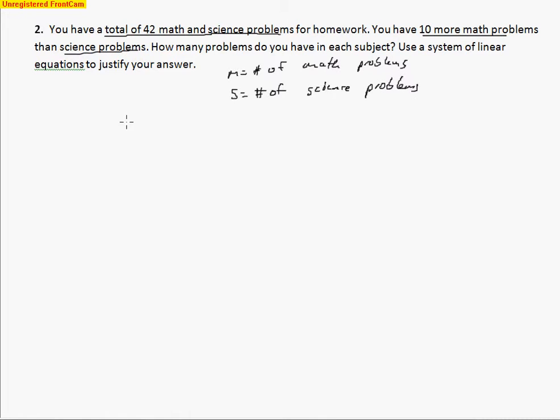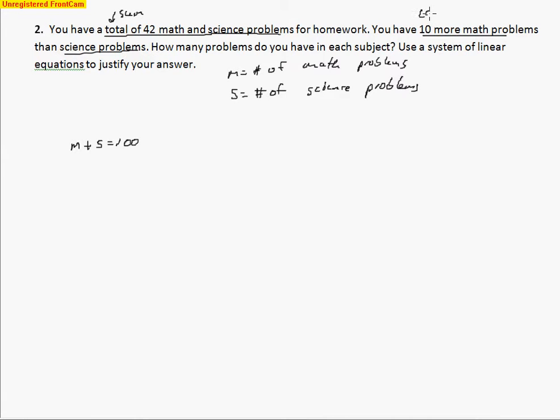And so we'll start off with our quantity equation, which is going to be M plus S equals 100. So the total number, total means the sum, a sum of values, and that's what this is. The number of math problems and number of science problems totals 100. Now they're going to be comparing.